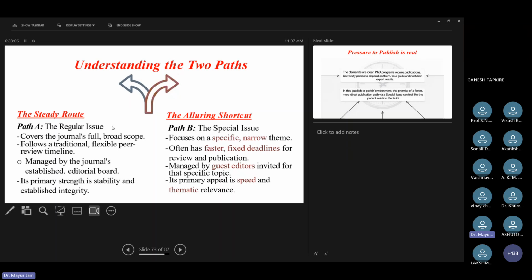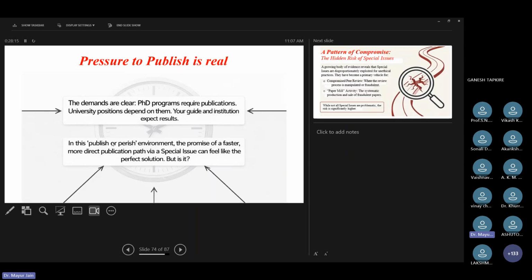Because a regular issue will have a better peer review process and a better impact factor for this particular publication, right? So I think this is what we were talking about. The pressure to publish is real. The demands are clear: PhD programs require publication, university positions depend on them, and your guide and institution expect results, right?